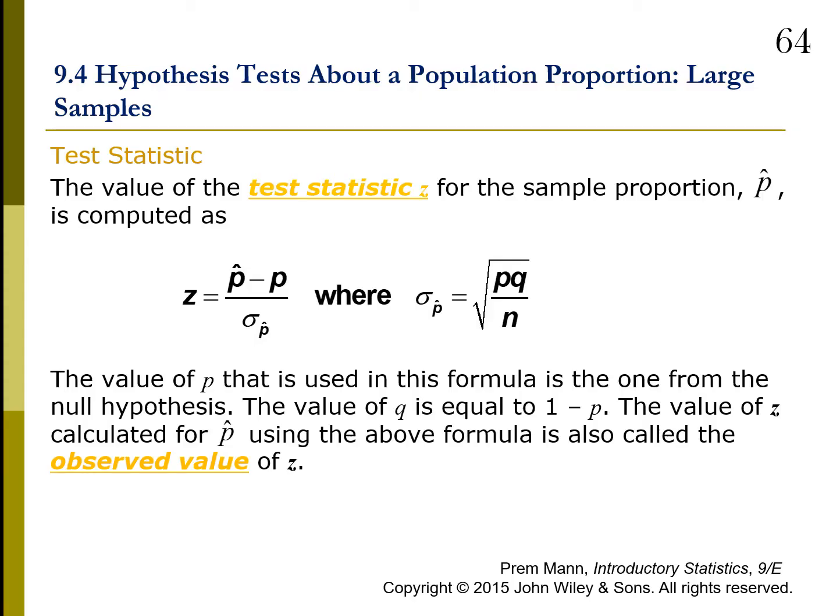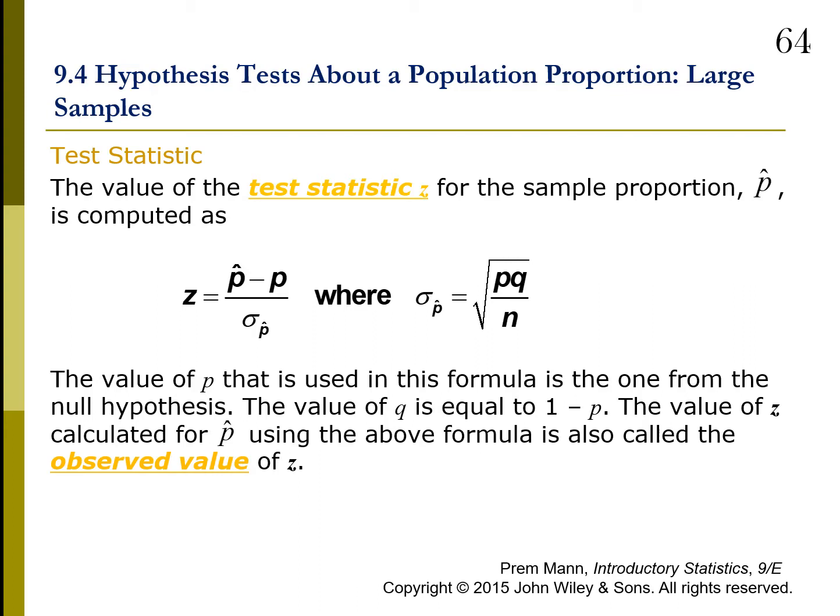Now, the final type of problem we're dealing with in Chapter 9 is dealing with proportions, and you knew it would be. We did population problems, we did sample problems where we knew the population standard deviation, where we knew the sample standard deviation, and now we're going to deal with proportion problems. So we have a test statistic that we use for proportion problems. It is always z. So we're back to the z table again.